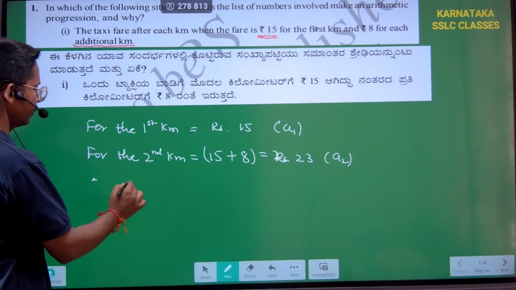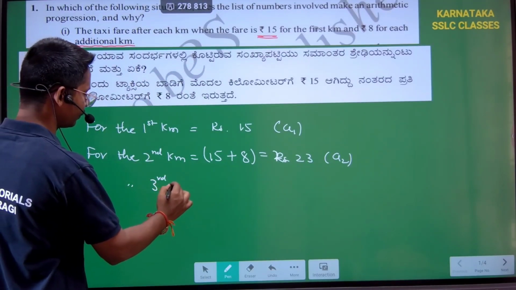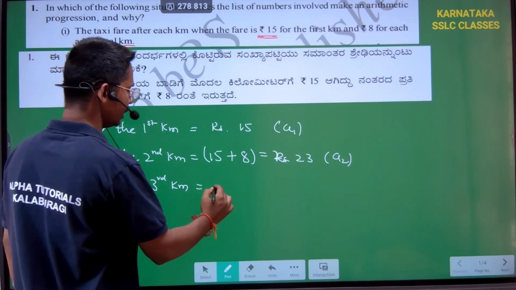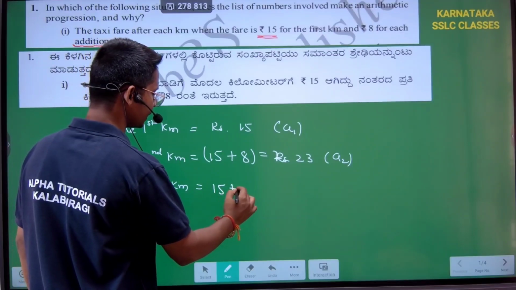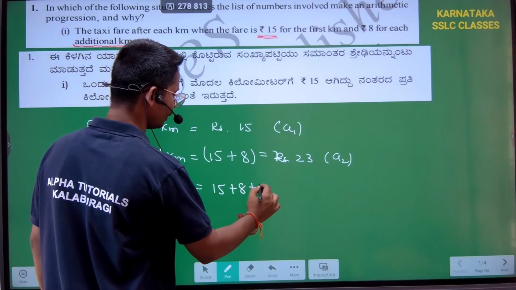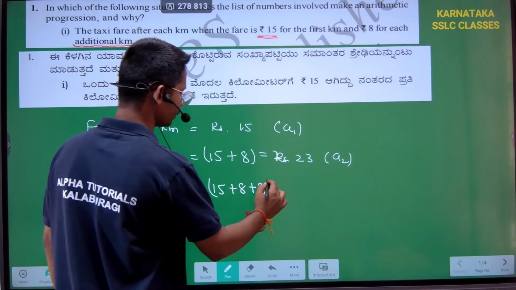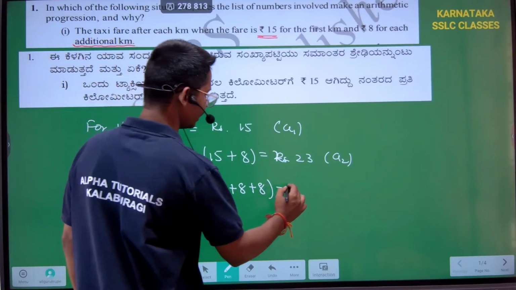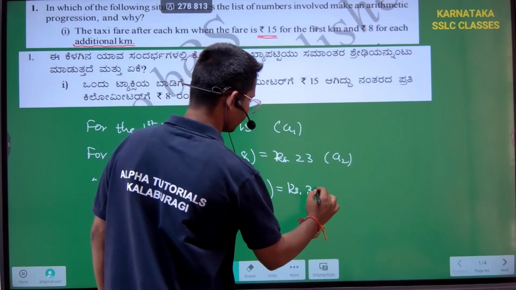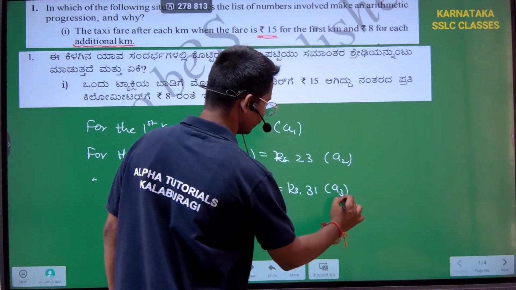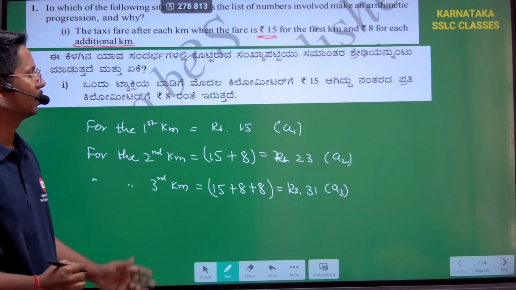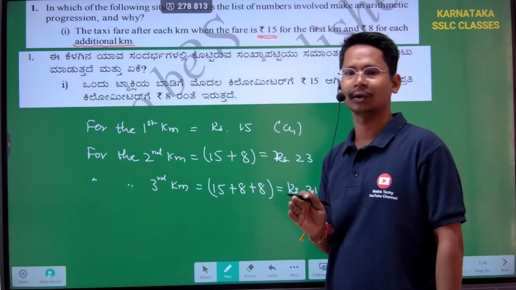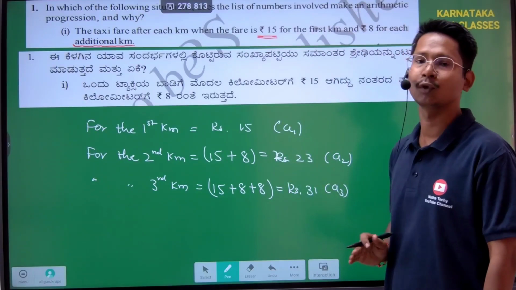Similarly, for the third kilometer, it is 15 for the first kilometer, 8 rupees for the second kilometer, and for the third kilometer again 8 rupees. So how much will you get? 23 plus 8, it is 31. So rupees 31, it is A3. You can ask me how many terms we need to find in order to decide whether it is an AP or not. So minimum you can find 4 terms.